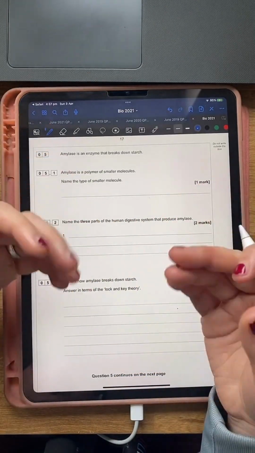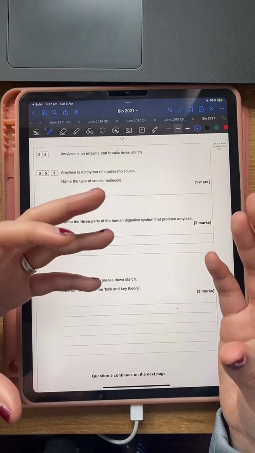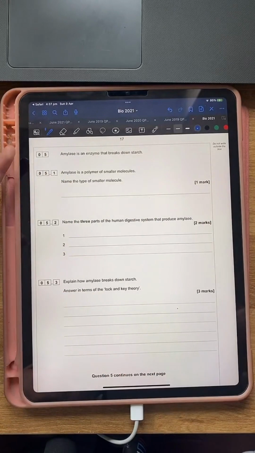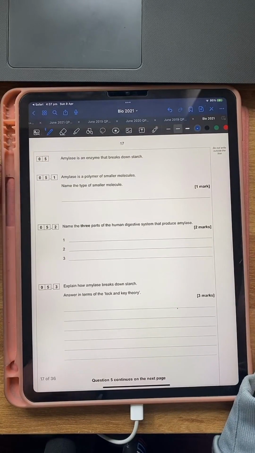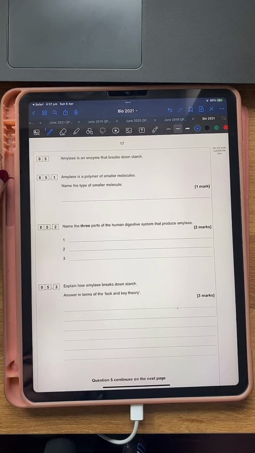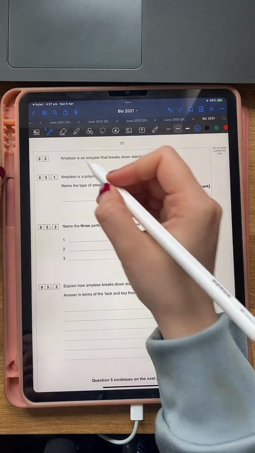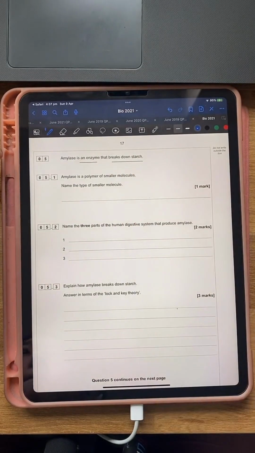Okay, anyways, this one here. Name the type of smaller molecule. What did you guys say? Simple sugars. Amylase is a polymer of smaller molecules. Name the type of smaller molecules. Amylase is an enzyme that breaks down starch. Okay, so amylase itself is an enzyme, and all enzymes are proteins. So the monomer of it is amino acids. You guys are right.